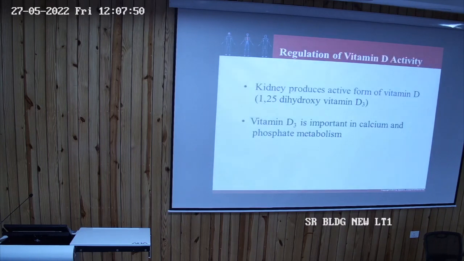They form the active form, and vitamin D is important in calcium and phosphate metabolism.